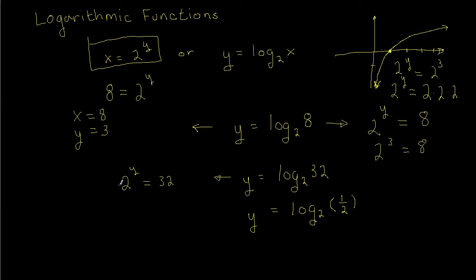So I can do the same process. I need to write this 32 as a bunch of 2's. So that's 2 times 16. And that's 2 times 4 times 4. It's not a bunch of 2's yet. But wait, that's 2 times 2 times 2 for that 4, and then 2 times 2 for the next 4. So altogether, 2 to the 5. So 2 to the y equals 2 to the 5, y equals 5.